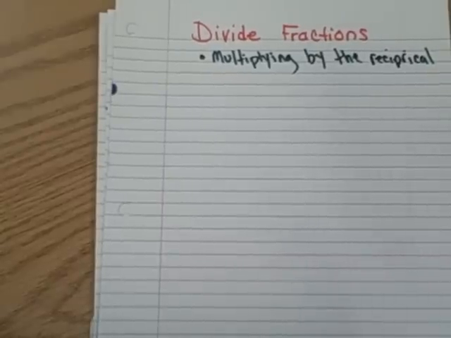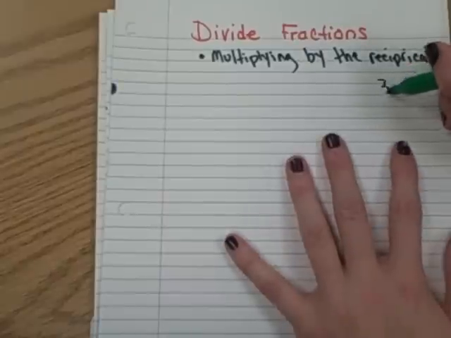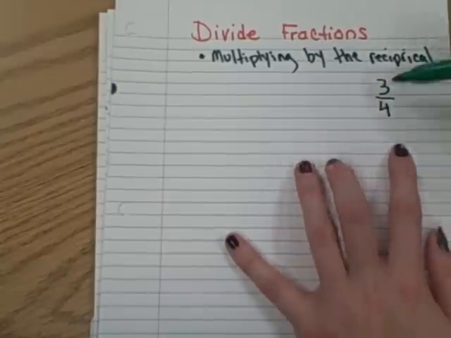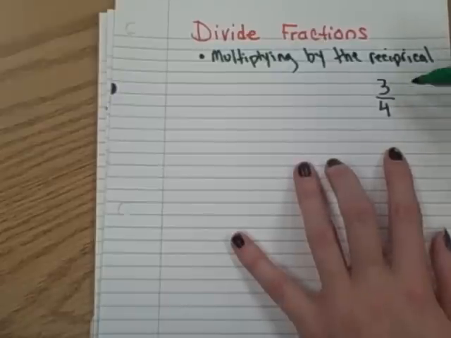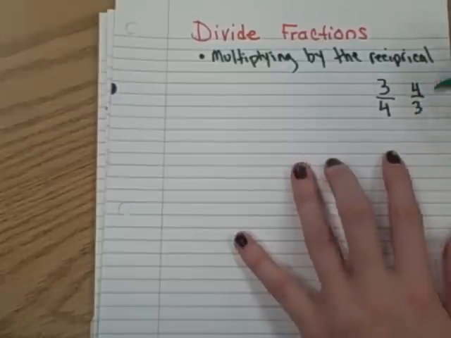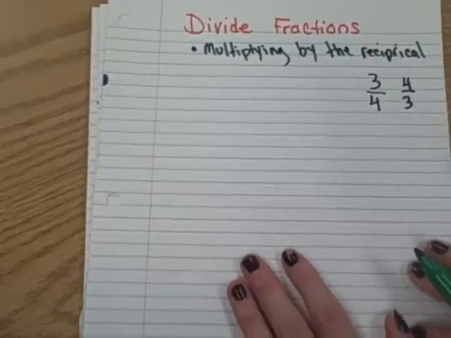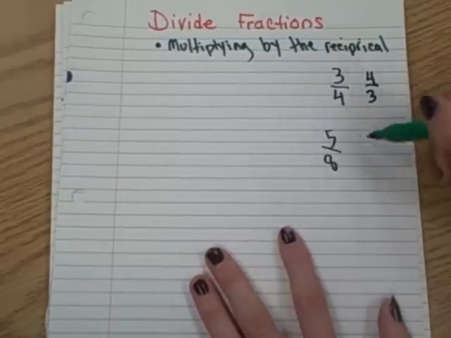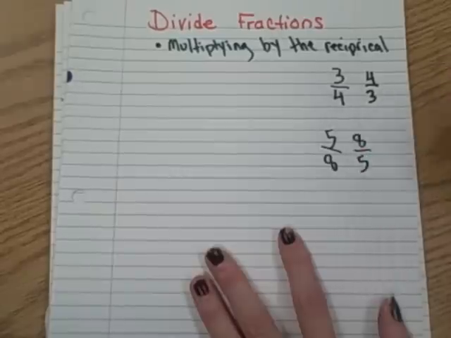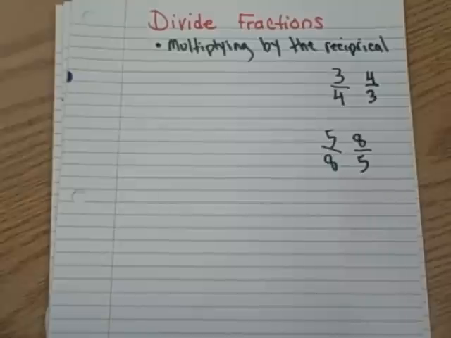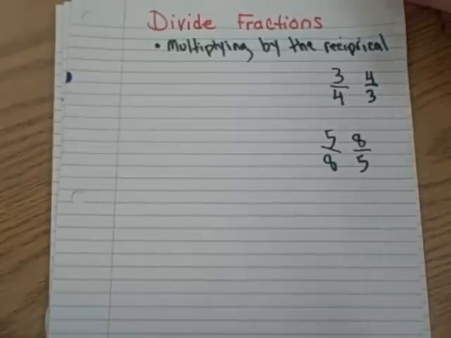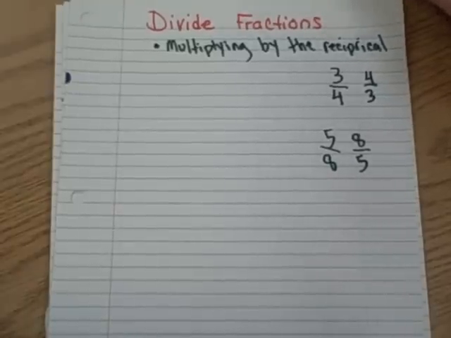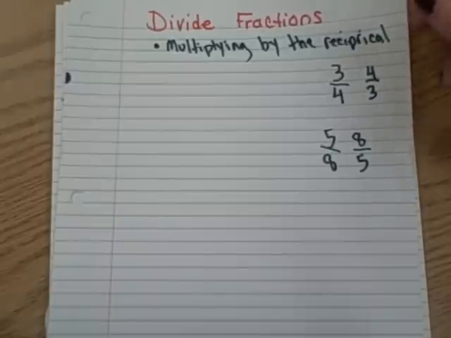The reciprocal is this: when you have the fraction and you flip it upside down. So the reciprocal of 3/4 is 4/3. The reciprocal of 5/8 is 8/5. You're literally just flipping that fraction upside down, switching the numerator and denominator around. That's called the reciprocal, and when we divide fractions, we're going to multiply by it.